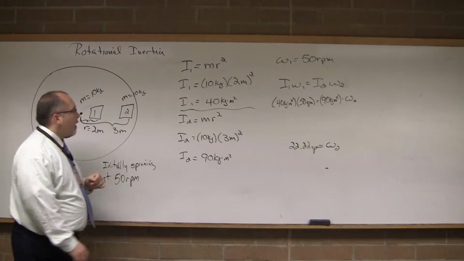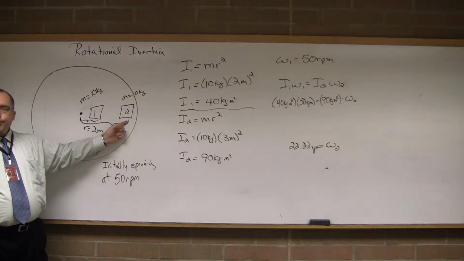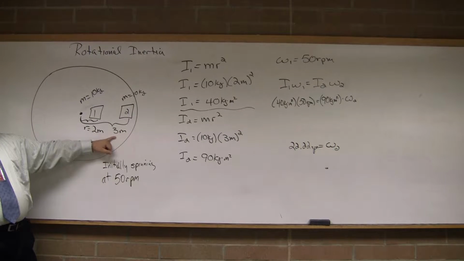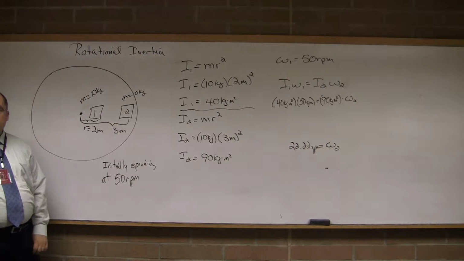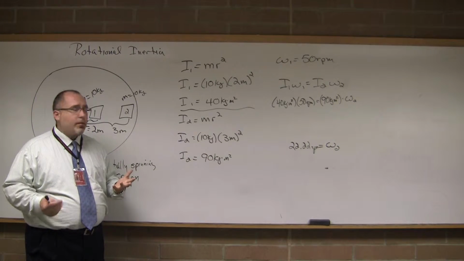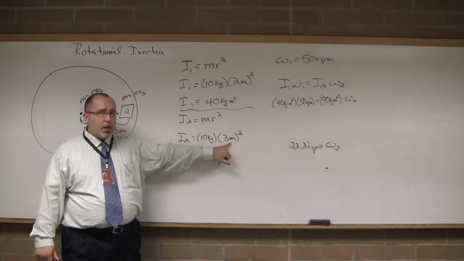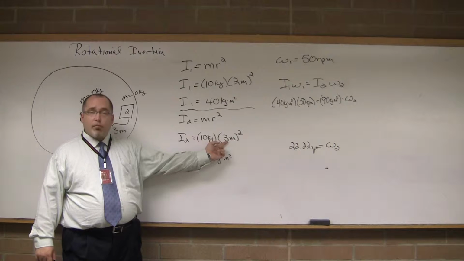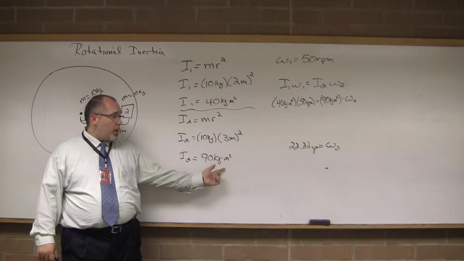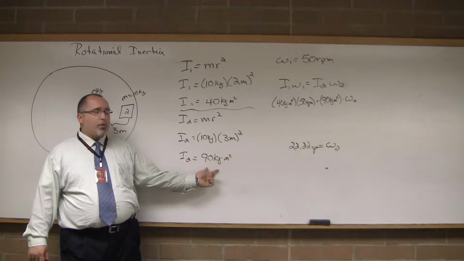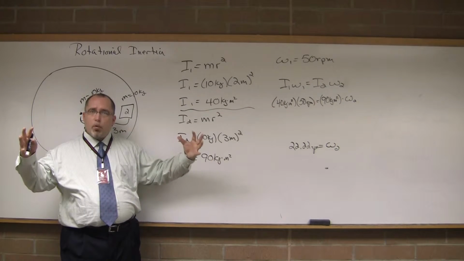Keep that in mind. Say the kid moves outward towards the outer edge of the merry-go-round, and now he's 3 meters from the center. Well, what's his new rotational inertia? Notice his mass did not change. He's still 10 kilogram mass. However, his radius has changed, which will change his rotational inertia. So now we have 10 times the 3 meter radius squared, which gives us 90 kilograms meter squared. So we notice an increase in rotational inertia as he moved outward.